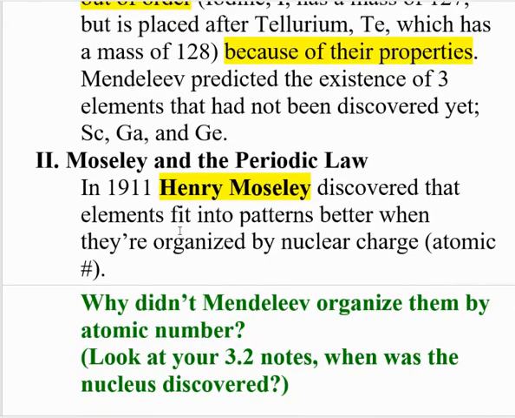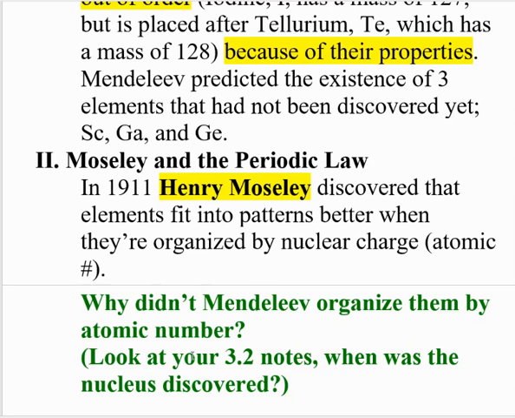In 1911, Henry Moseley discovered the reason that some of the elements were out of order when he reorganized them by their atomic number, which we know as the number of protons. So why didn't Mendeleev organize them by atomic number? If they fit into their columns better by atomic number, why did he not do that?